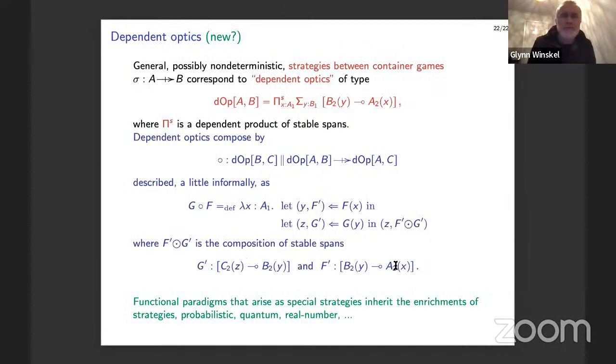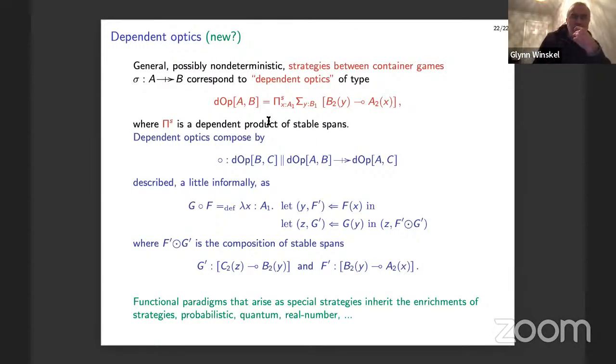Here there might be something new. What about those container games with the imperfect information, but no longer assuming that they factor into a parallel composition? What about those container games, but with possibly non-deterministic strategies between them? Well, they correspond to a form of dependent optic, which takes that latter characterization of optics that we saw earlier, but this time with respect to a dependent product associated with stable spans. The other dependent product we were using was associated with stable functions. This time, this is a slight generalization in which we insist that the non-deterministic output always lies in the right type.